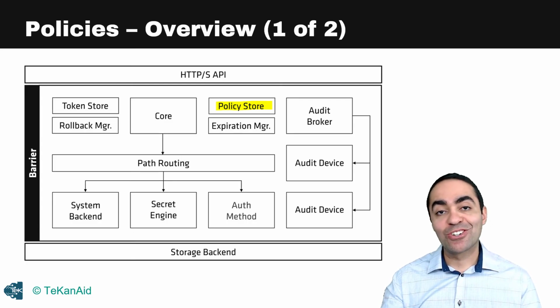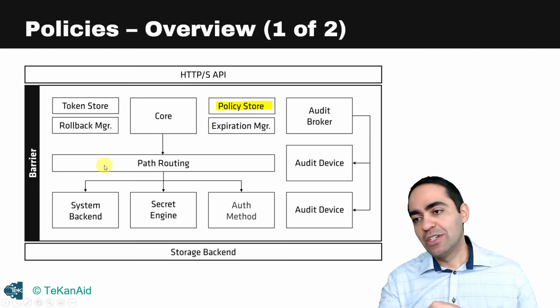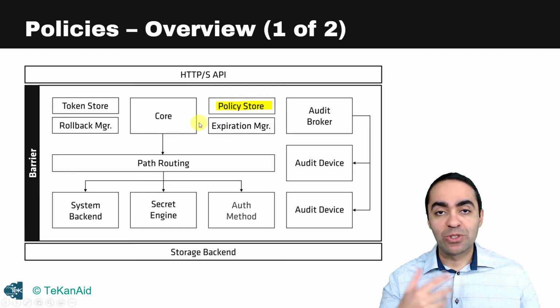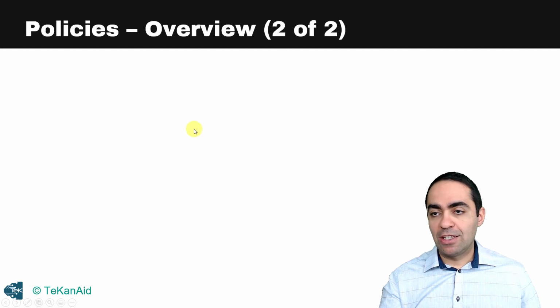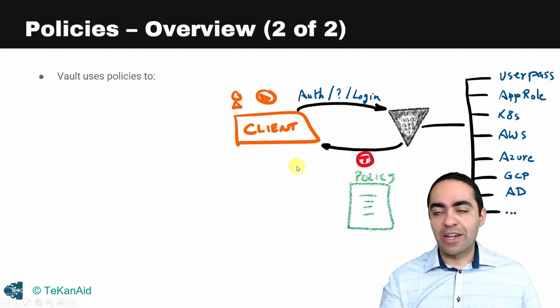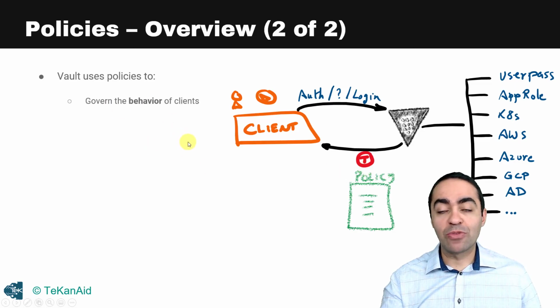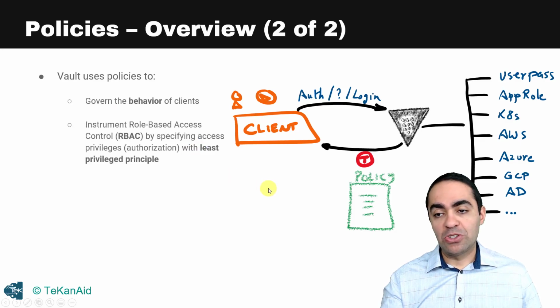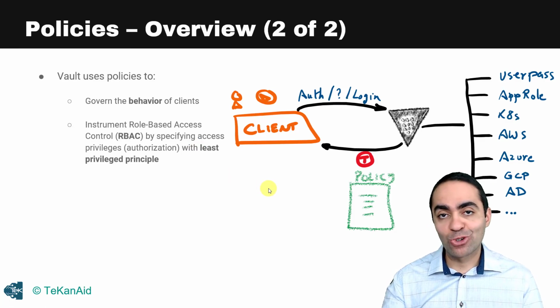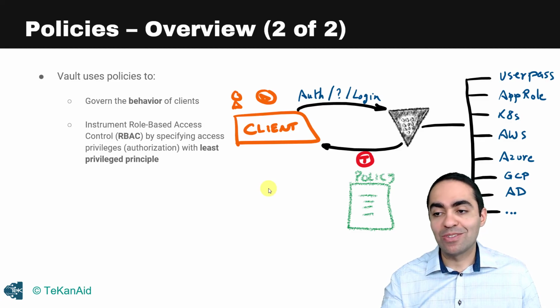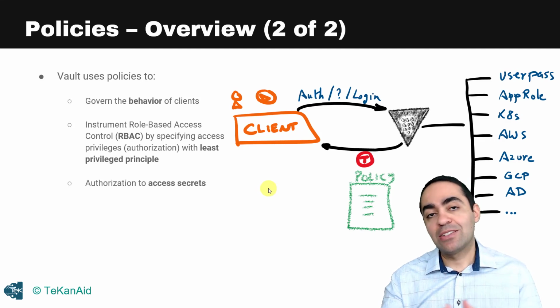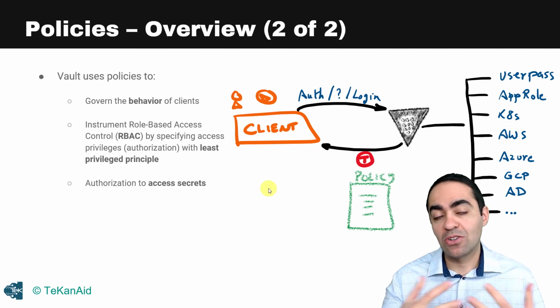So going back to our internal architectural diagram, you can see where the policy store lives right here, where we're storing policies. And really quickly, this diagram we saw in the authentication section, where there's a policy attached to a token. So Vault uses policies to govern the behavior of clients, also instrument role-based access control, or RBAC for short, by specifying access privileges with least privilege principle. We should always be using the least privilege principle when we're defining policies. And think of it as the authorization mechanism to access secrets. That's all what policies do.